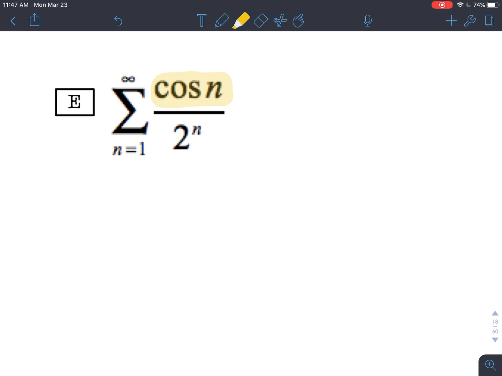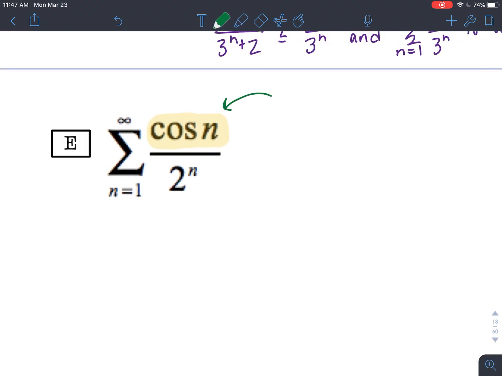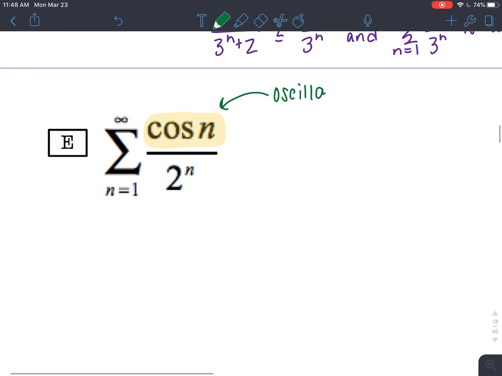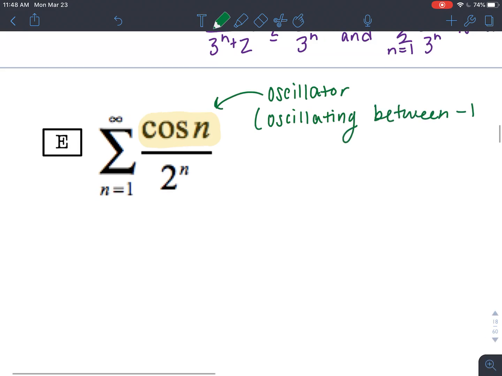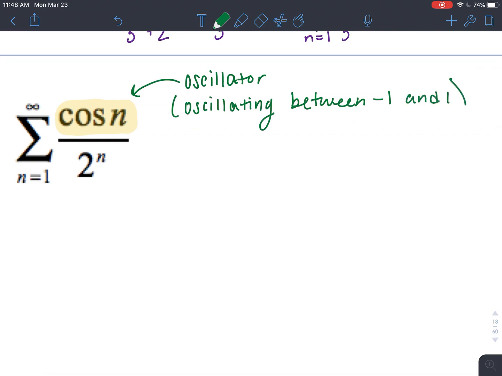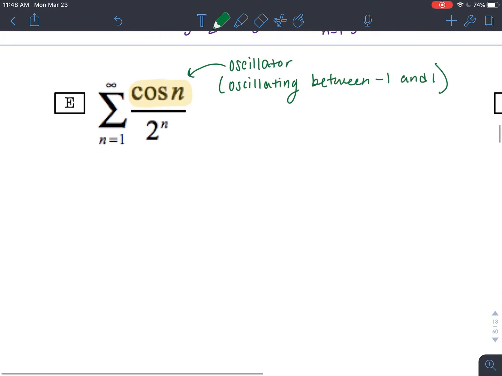Okay, so if we're looking at example E, cosine of n, this value is just oscillating. Remember, this is called an oscillator. It's just oscillating between 1 and negative 1. I guess you could say it the other way. So the value of the numerator is always just going between 1 and negative 1.